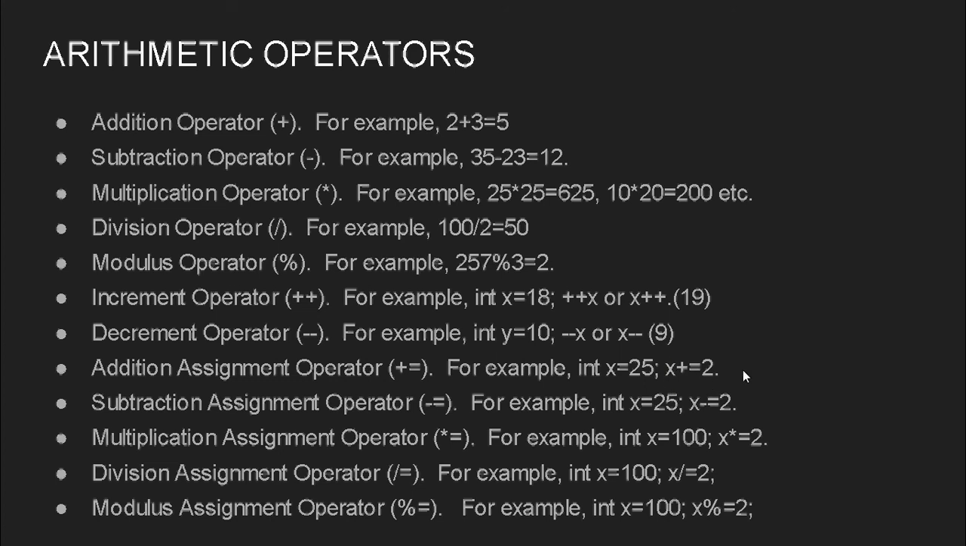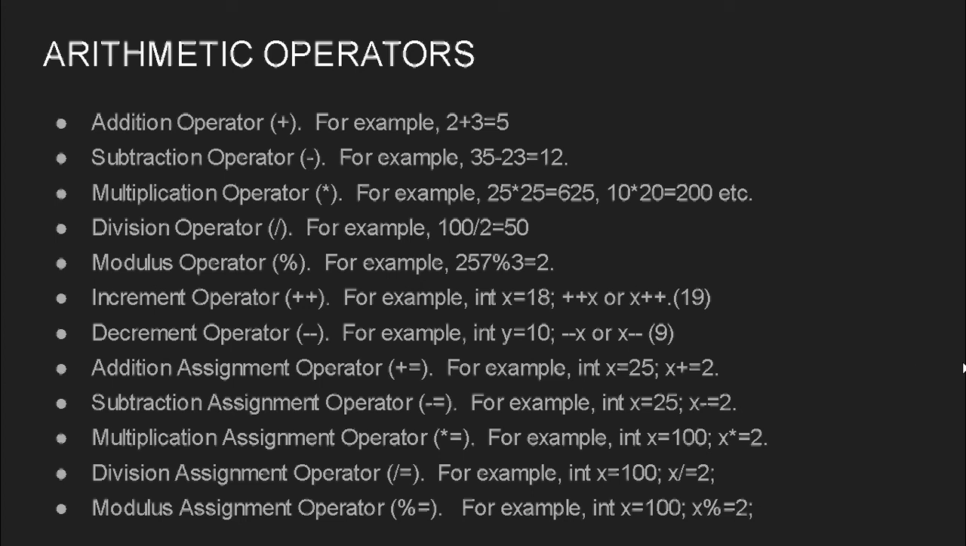Whenever the Java compiler encounters such an operator, it is automatically going to perform that particular addition. It is going to expand this expression to x equals x plus 2. Then at the end of this statement, the output is going to be 27, x equals 27, because it is expanded to x equals x plus 2.